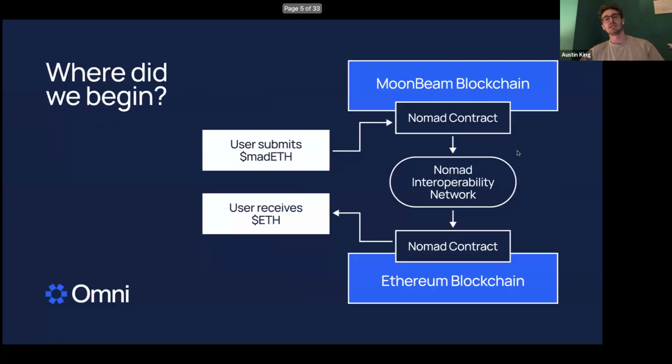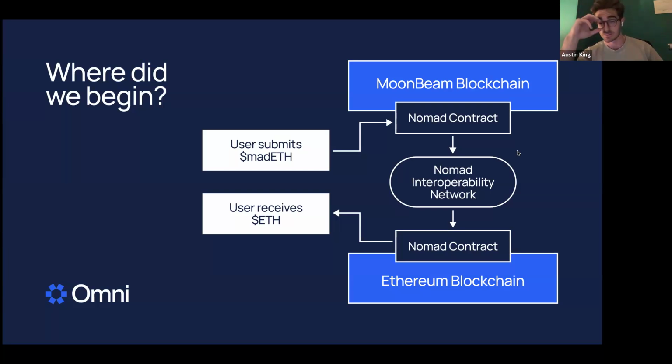So the problem with Nomad was that it broke. There was an exploit that happened, and I think about $200 million were lost. And this effectively destroyed the Moonbeam ecosystem at large, because they enshrined some specific interoperability network as the canonical interoperability network. The entire ecosystem was destroyed. This hurt end users, it hurt developers, and it hurt the core platform itself.